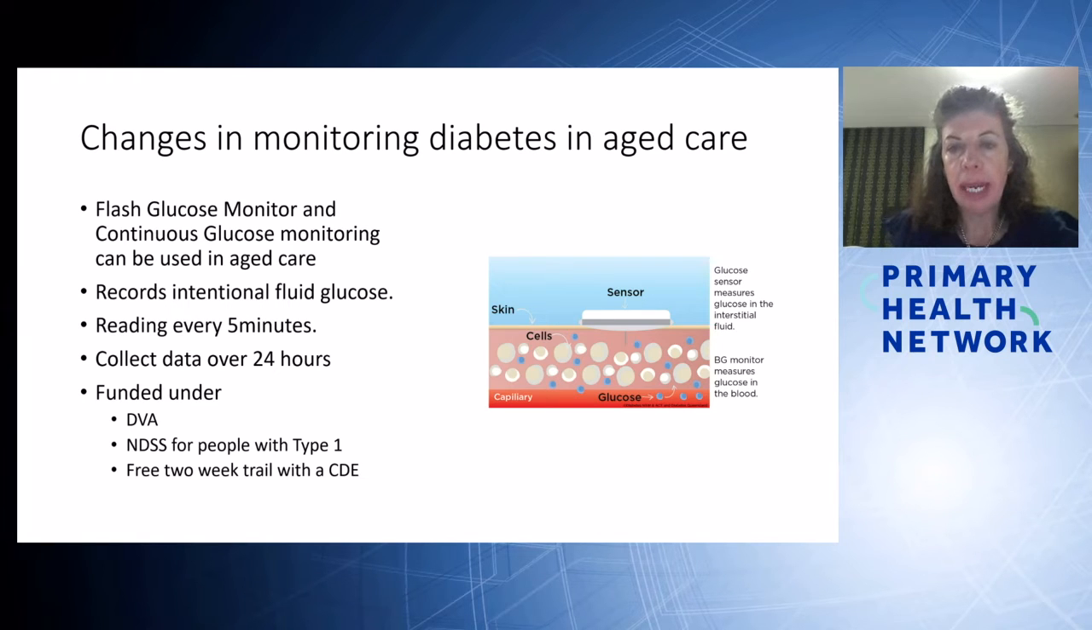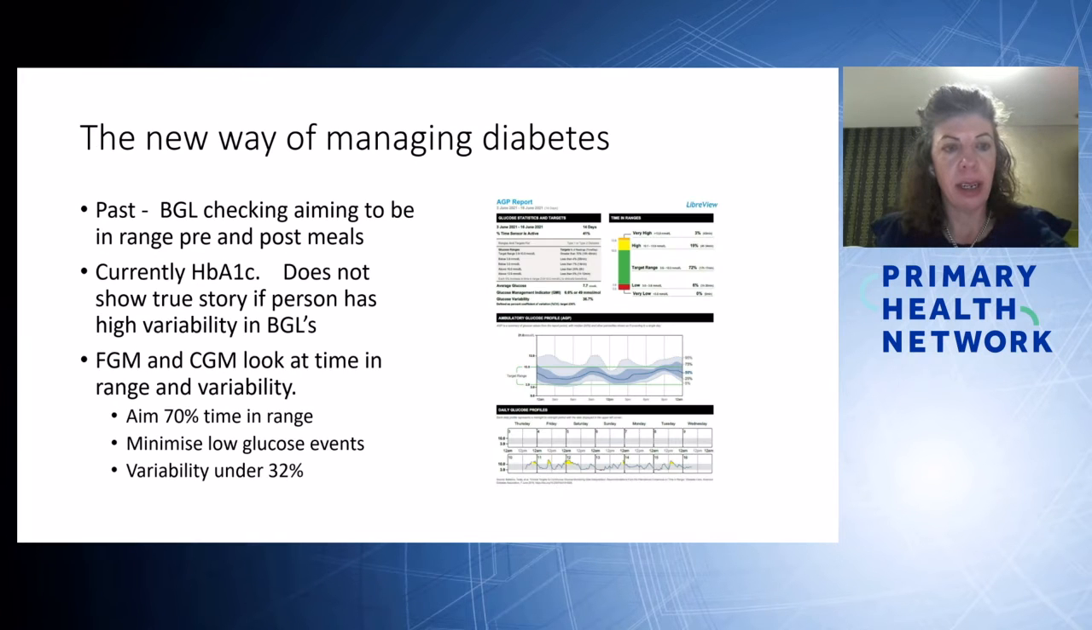People with type 1 diabetes are able to access glucose monitoring devices for free through NDSS. Your diabetes educator can provide one free trial, and also some residents can get it under NDIS funding if they're under 65 before they receive the funding and they have a disability that affects their ability to do blood glucose checking. That could be loss of a limb, visual disability, or other reasons to justify having a blood glucose meter funded through NDIS.